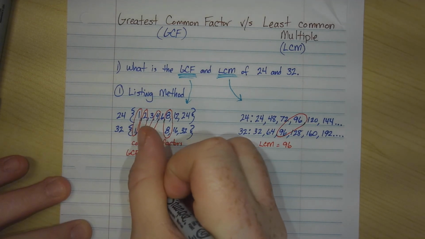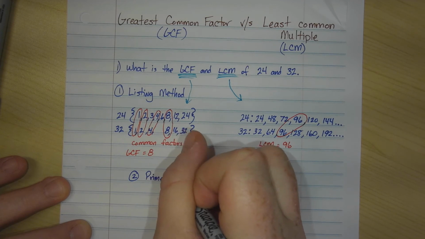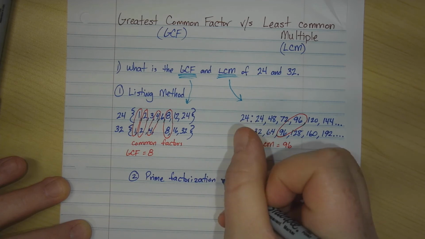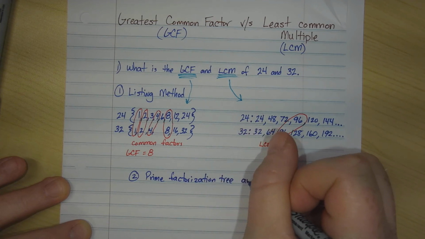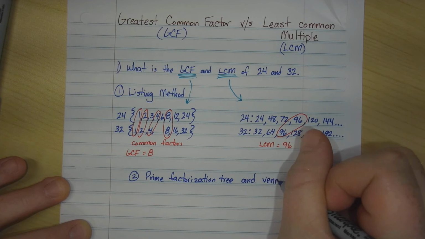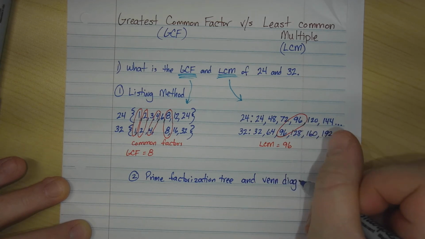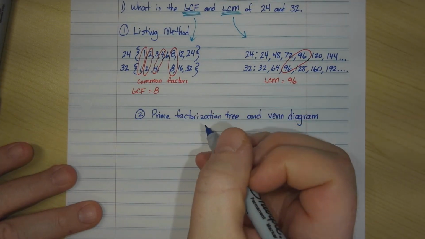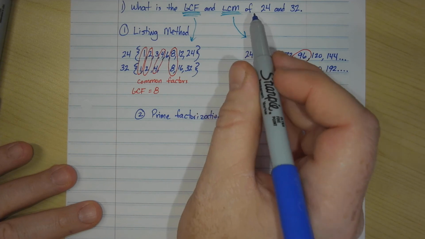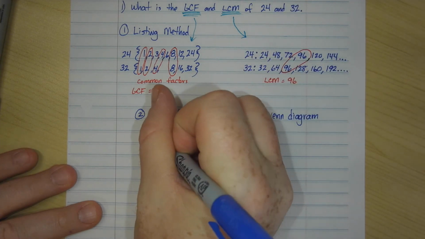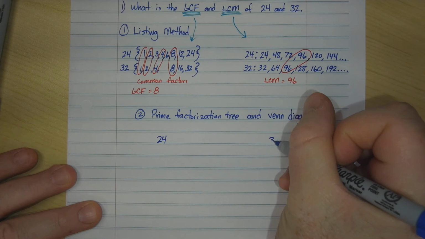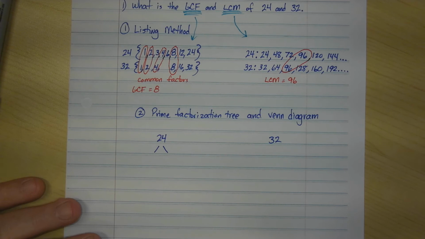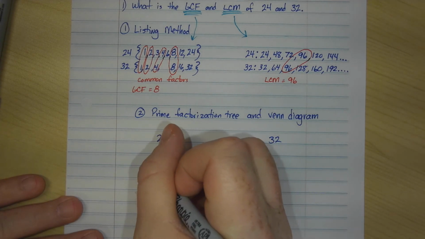So the second method is prime factorization, which I call the tree, and Venn diagram. Okay, so what you're going to do is take 24. I'm stuck on 18, we used 18 as an example today. So 24 and 32. You think of two numbers that multiply together to get 24. Let's say 3 and 8.